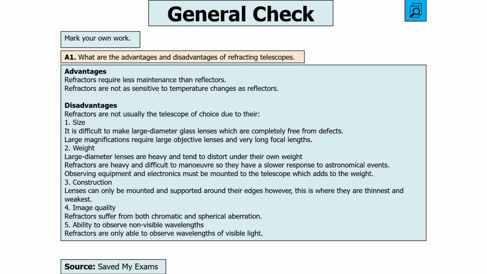It's the size. Firstly, it's difficult to make large diameter glass lenses which are completely free from defects when you need them to refract. Now, a larger magnification requires larger objective lenses, so therefore very long focal lengths. Your telescopes are very, very long in construction.